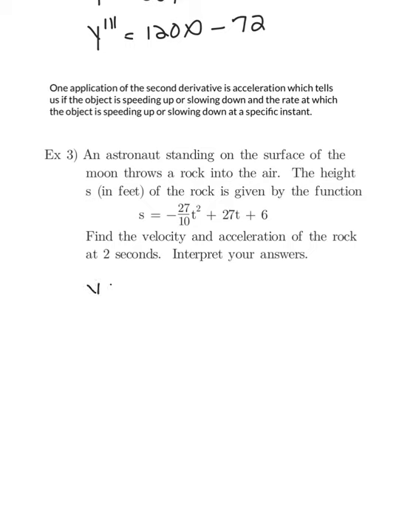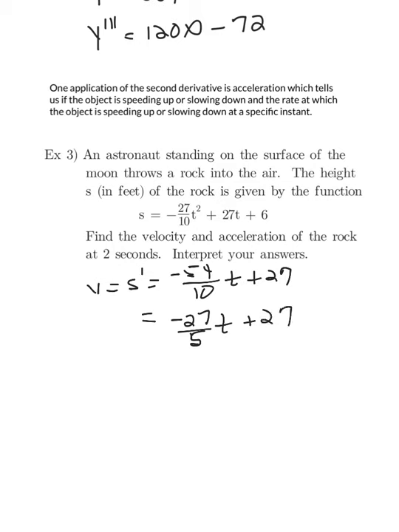So for velocity, remember we need the first derivative. So velocity is s prime. And if we drop that 2 times the 27 over 10, we will get negative 54 over 10t plus 27. We can simplify that to be negative 27 over 5 times t plus 27.